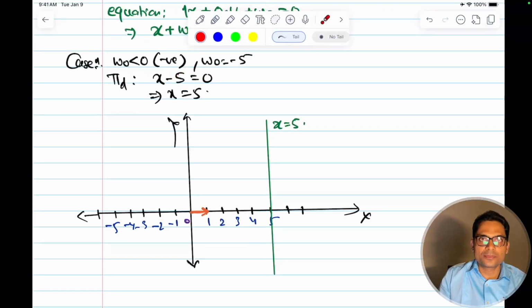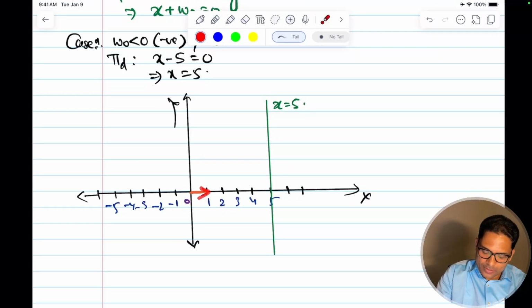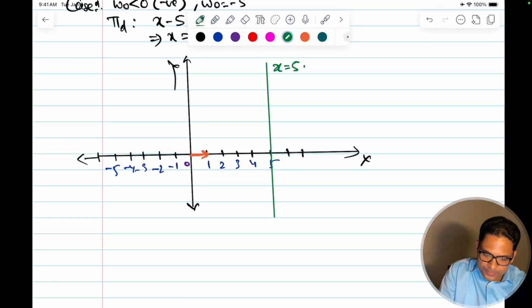Okay, if that is the case, this is my direction of x-axis, and the plane is also in the same direction with respect to origin. Both are in the same direction. That's what it means. And what will be the case 2?